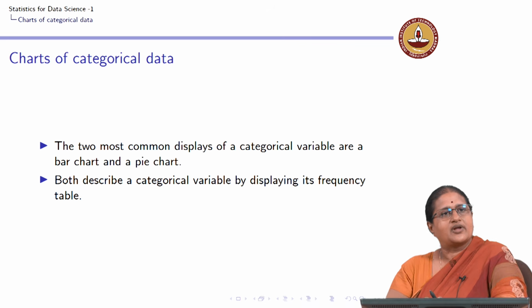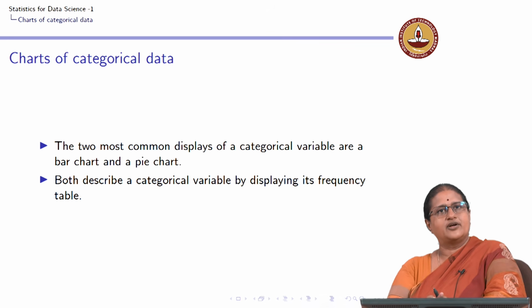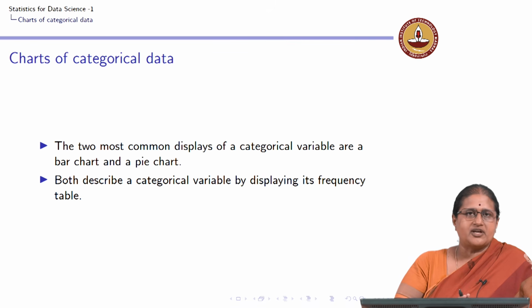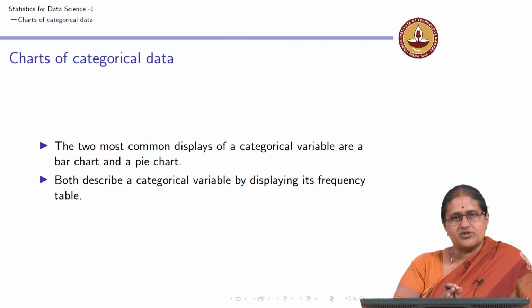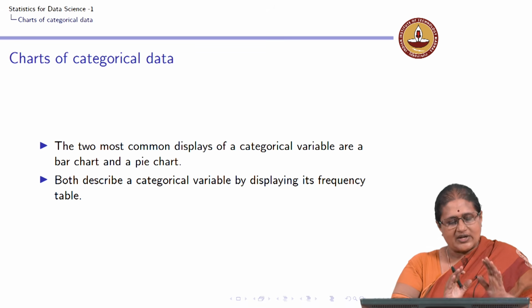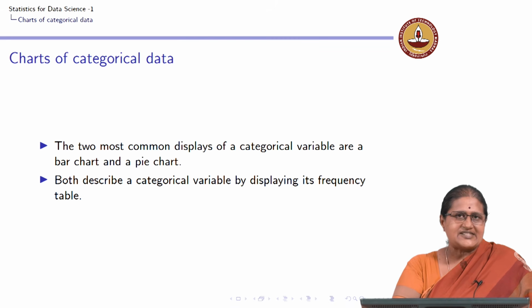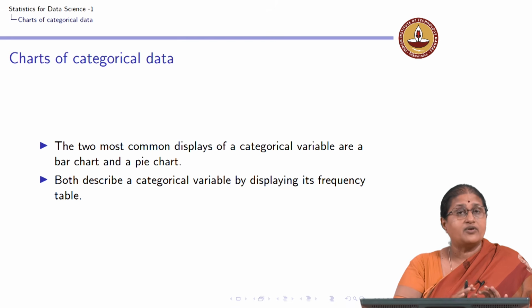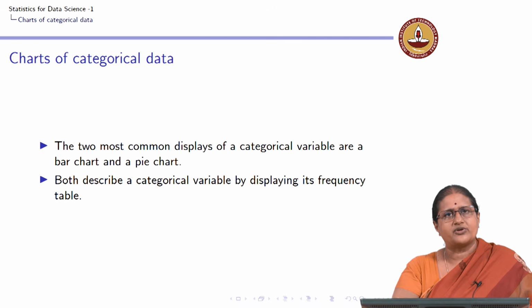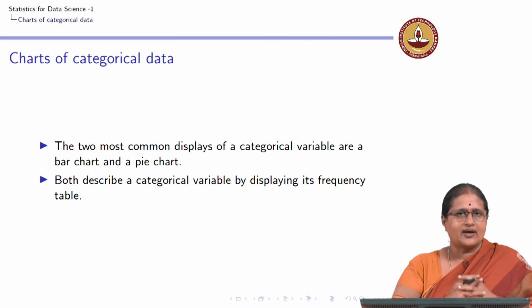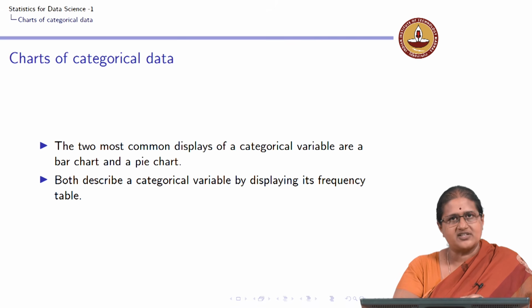Now, when we come to graphical displays of categorical data, what we have learned so far is how to come up with a frequency table, and we just also demonstrated how to come up with a relative frequency table. So, once I have the tabular form of summarizing my data, and remember we are only working with categorical data at this point of time, and I am looking at only one variable. The next common thing is how do I graphically display this data.